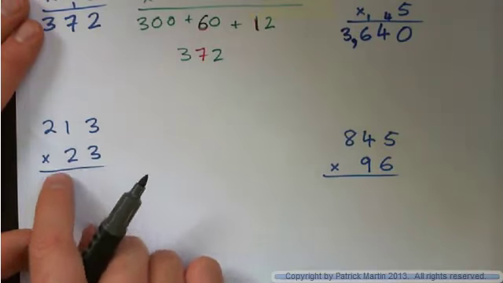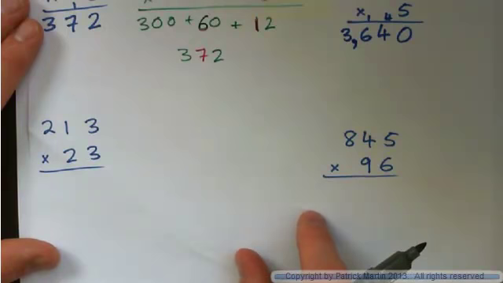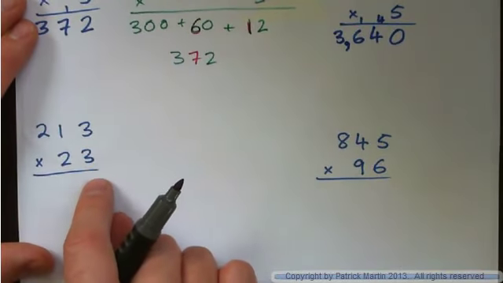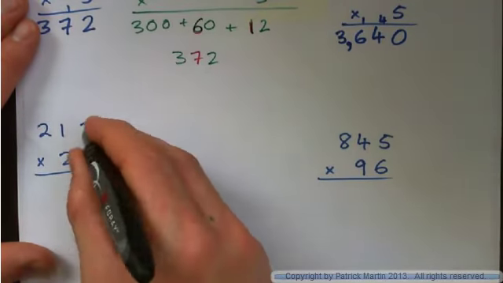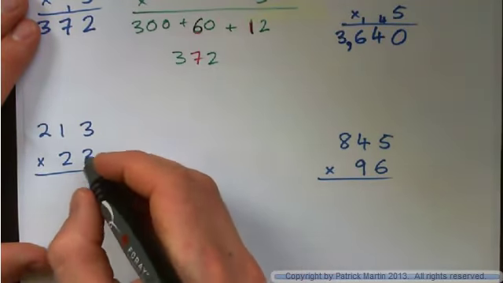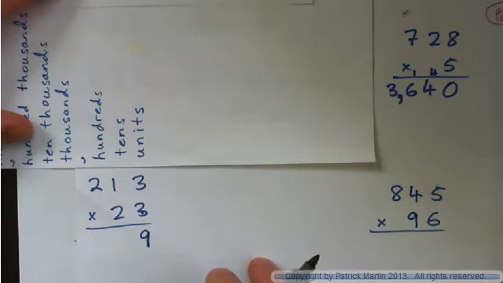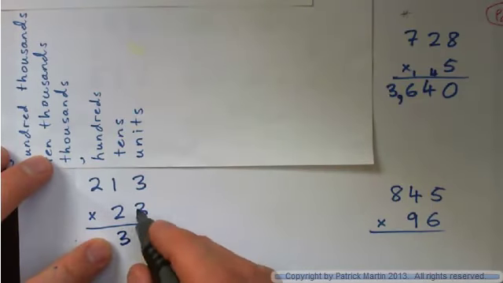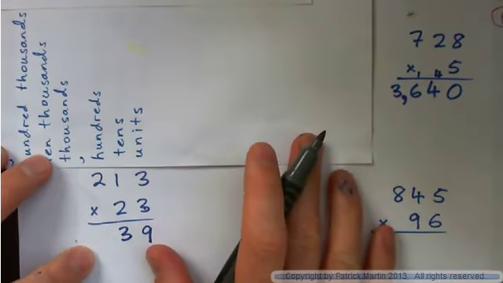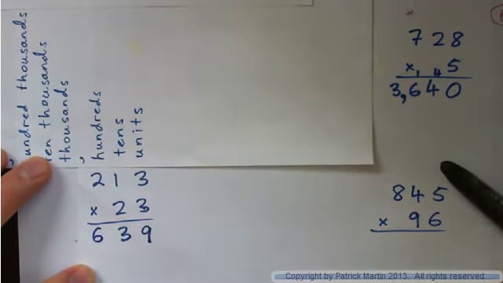213 times 23. So 213 times 23. 3 times 3. 3 units times 3 units, 9. 3 units times 10. I'm going to put my place value chart here just so I can see what I'm doing. 3 units times a 10 is 3 tens. 3 units times 2 hundreds is how many hundreds? 6 hundreds. Then I've got to multiply by this 2.